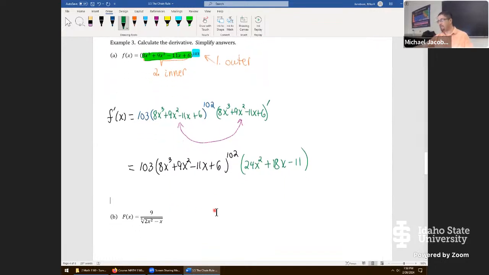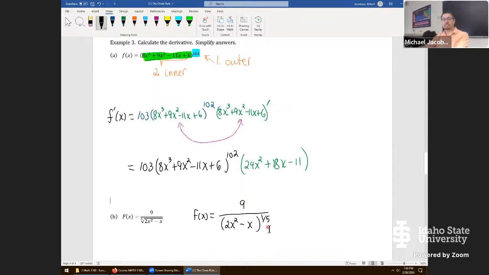How are we going to fix the formatting? Well, my first complaint is that's radical notation. For derivatives, we very much prefer exponential notation. So our first step, we're going to say f of x is now 9 divided by, it's indicating a fifth root, so we're going to write that as power 1/5. Then inside is 2x squared minus x.